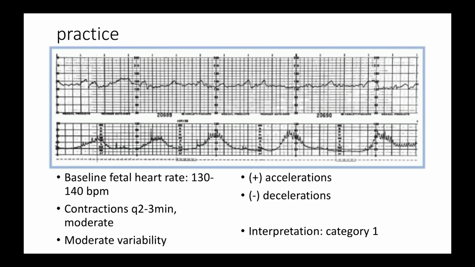Another strip here we're given. Sorry for the numbers not being too clear here. The baseline fetal heart rate for this strip is 130 to 140 beats per minute. The contractions are coming in every 1, 2, 3, so this is every 2 to 3 minutes, and the strength is moderate. There's moderate variability. There are accelerations and there are no decelerations. So the interpretation here is category 1.